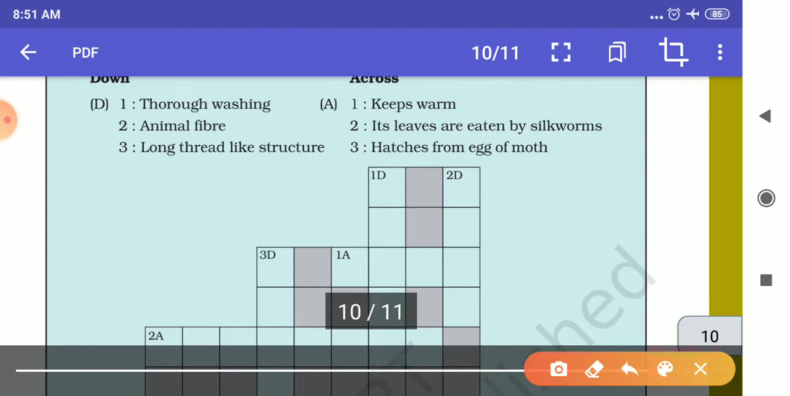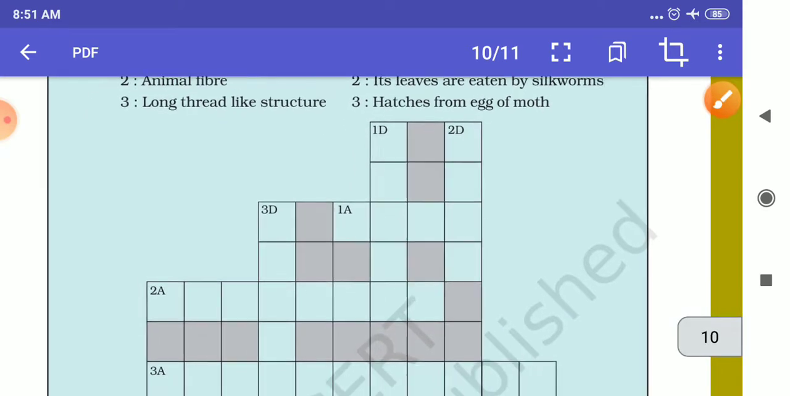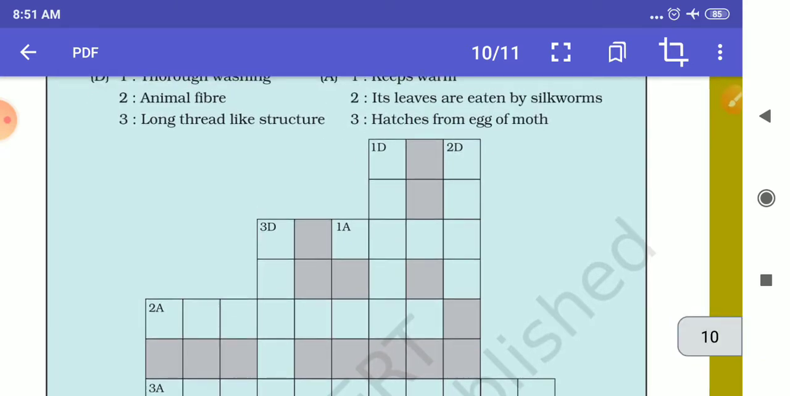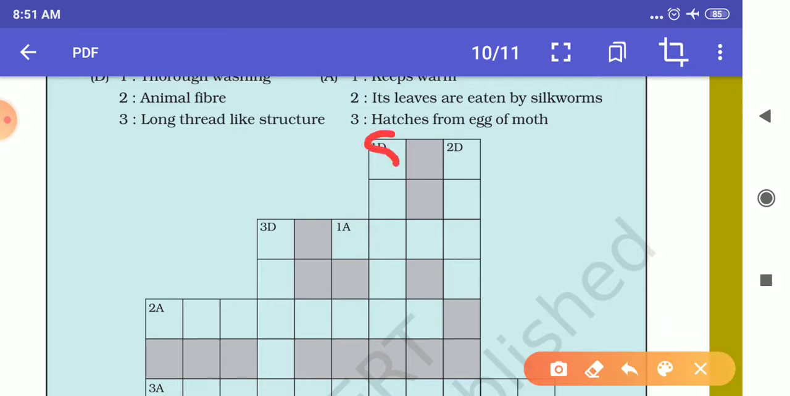The first one is thorough washing. After shearing, what do we do with the fleece? We wash them. And what is that washing called? It is called scoring. Here, one down, scour. S C O U R, scour.